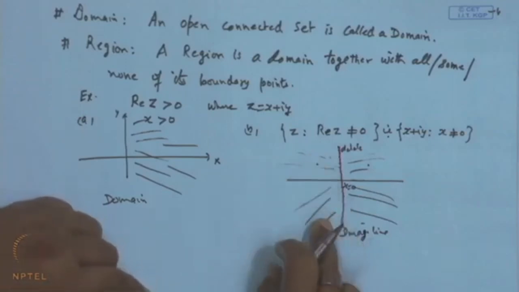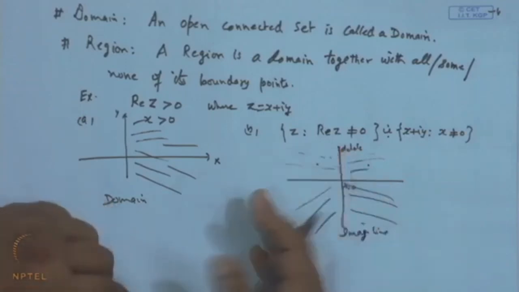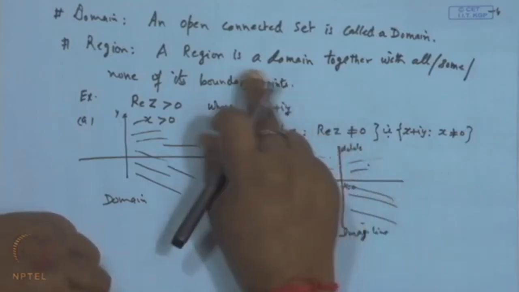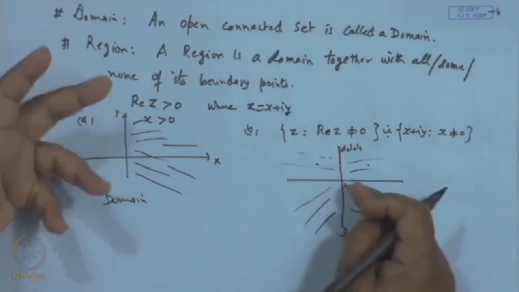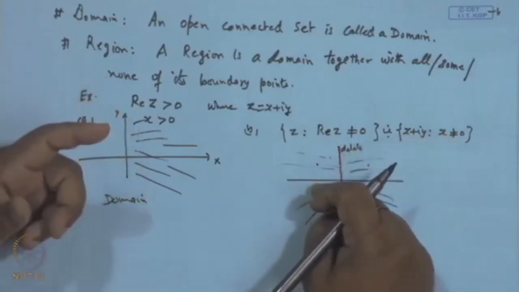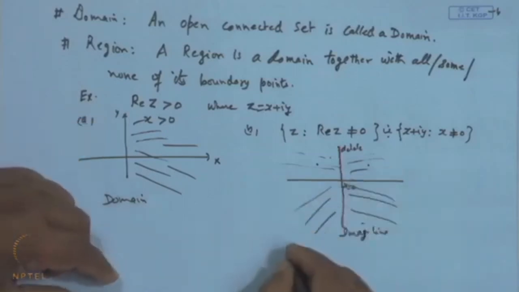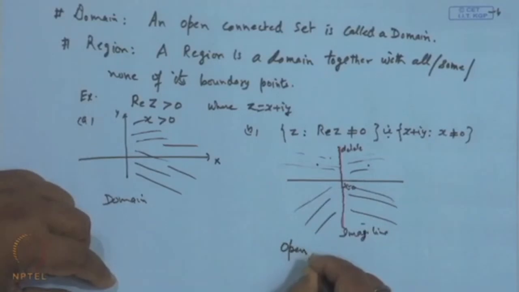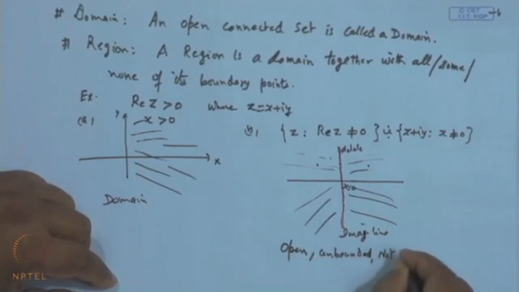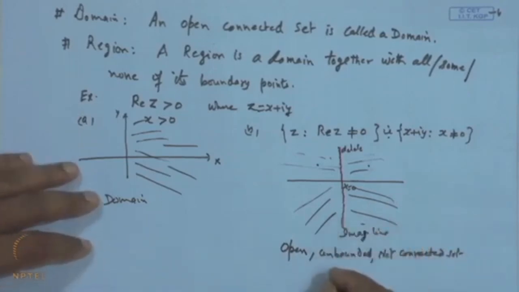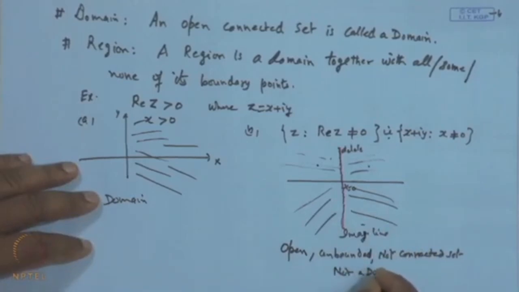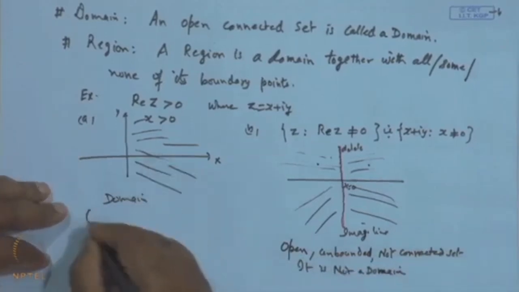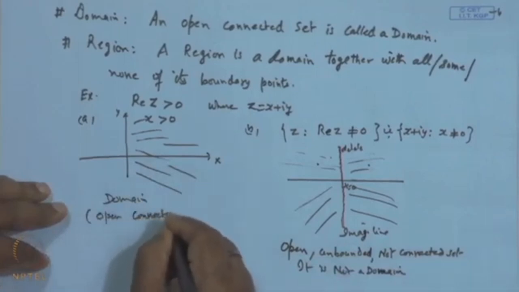Then will it be a region? Yes, it is a region. It is not a domain, it is not an open connected set, but it is the collection of the points only, that is all. So, it is an open set, unbounded, not connected, that is all. And since it is not connected, it is not a domain, whereas the previous one is an open connected set.